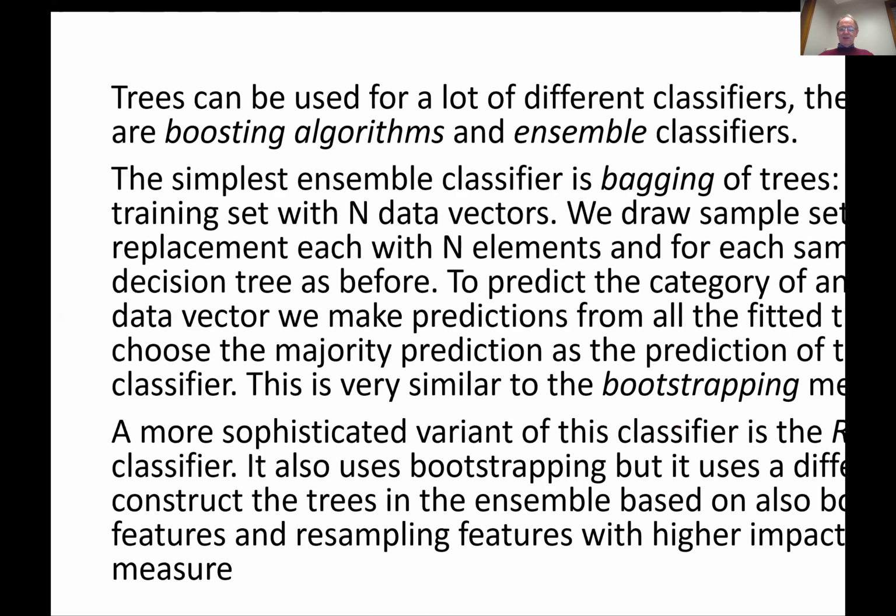So it's a more sophisticated way of doing bootstrapping. I'm not going to go into the exact algorithm for how to do that, but that's what the random forest is, and that is a pretty popular classifier that seems to work fairly well.